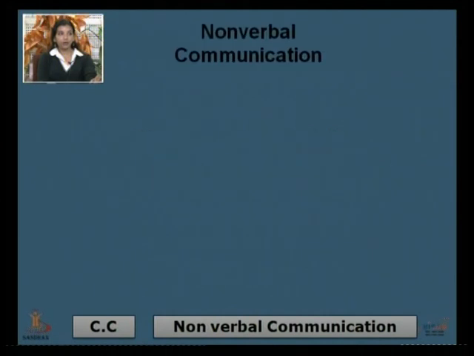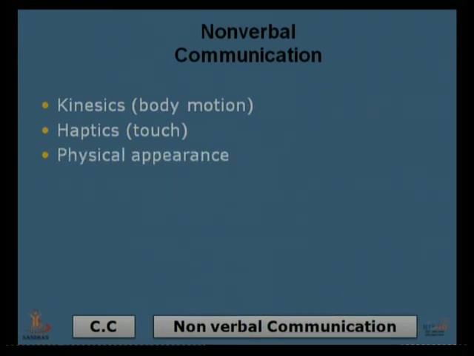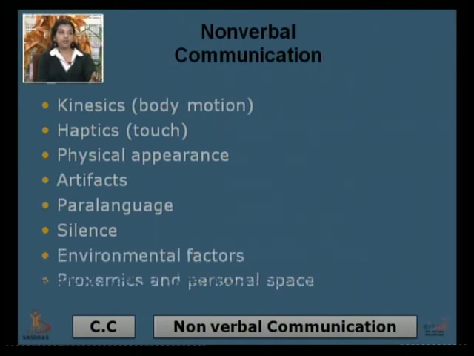Different types of non-verbal communication. First is kinesics, that is body motion. Second is haptics, touch. Next is physical appearance, artifacts, paralanguage, silence, environmental factors, proxemics and personal space.